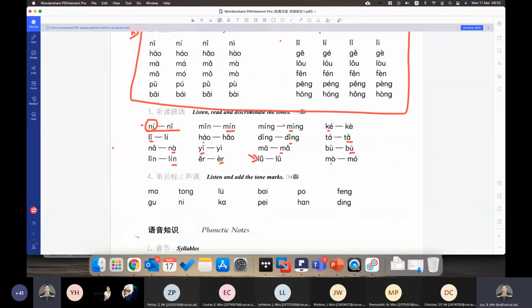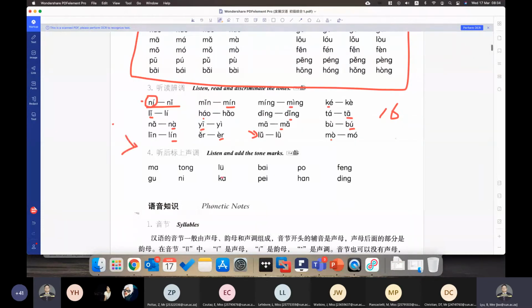1, 2, 3, 4. 1, 2, 3, 4. 16. How many out of 16 did you get right? 15, good. 16, good. Well, you all studied Chinese somewhere before. I'm impressed. 15, 14, good. Okay, then I think that's okay.